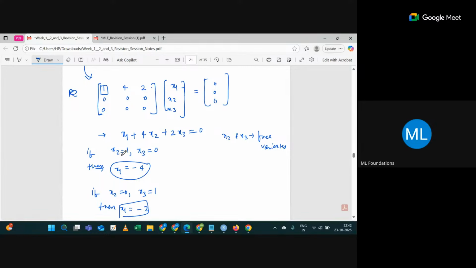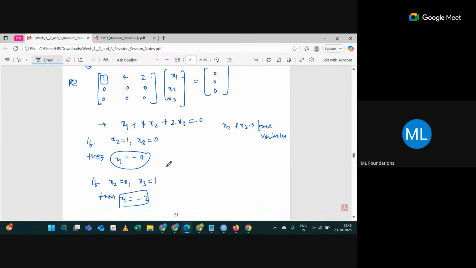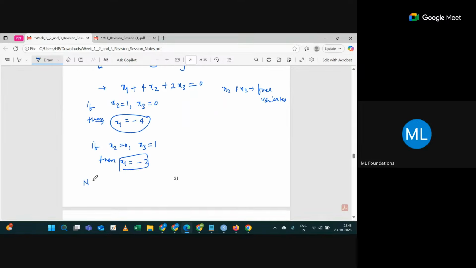So we can substitute x2 as 1 and x3 as 0, since we have two free variables, and then x2 as 0 and x3 as 1. And then what will be the null space of A? It will be the span of (-4, 1, 0) and (-2, 0, 1). So it depends, right?